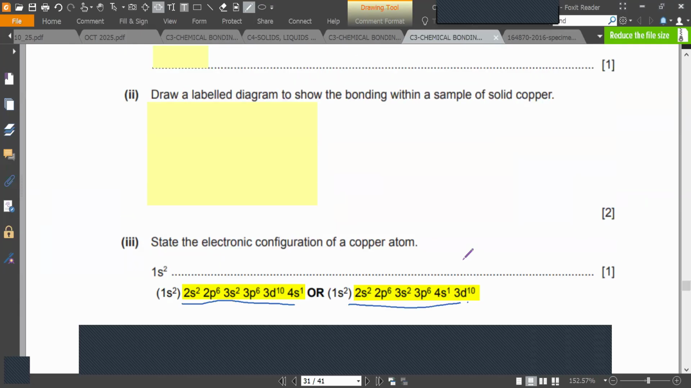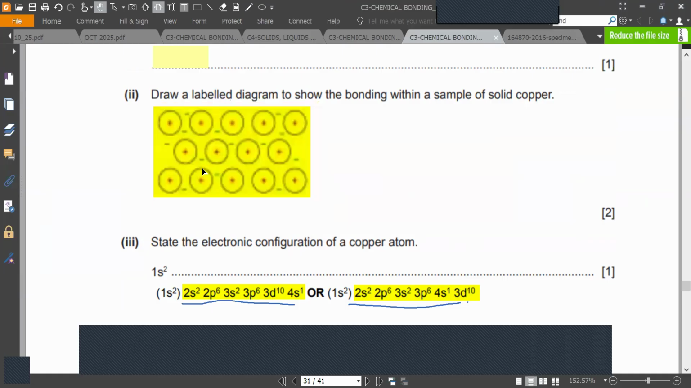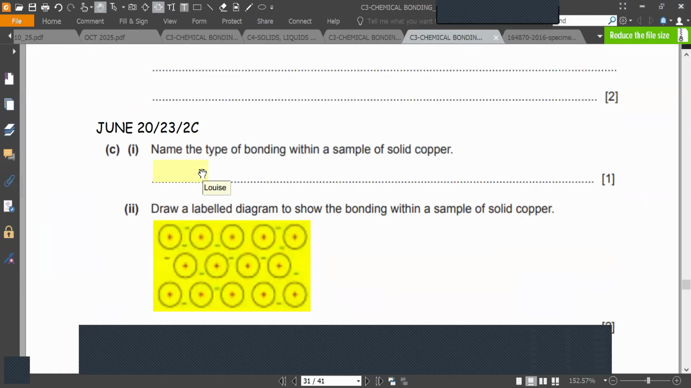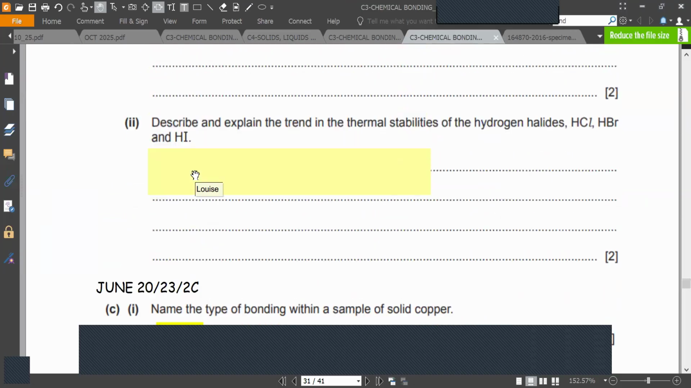Draw a labelled diagram to show the bonding within a sample of solid copper. Again, same thing: metallic bonding. We just need to show the metallic bonding. Describe and explain the trend in thermal stability of the hydrogen halides. Yeah, just now we mentioned about this.